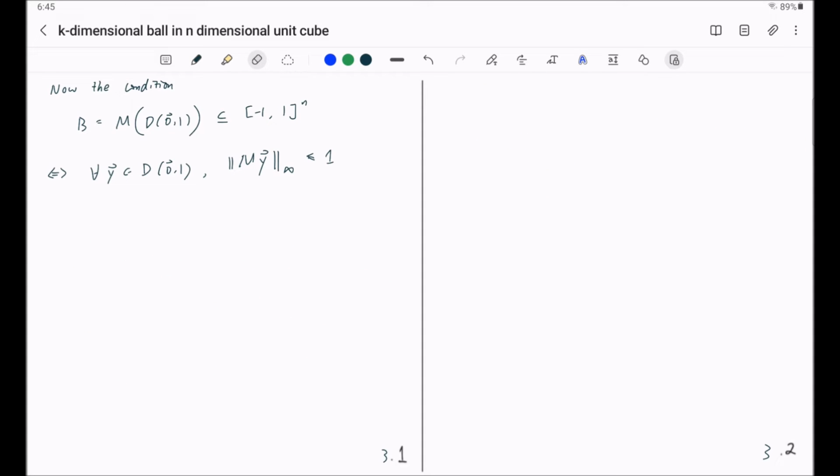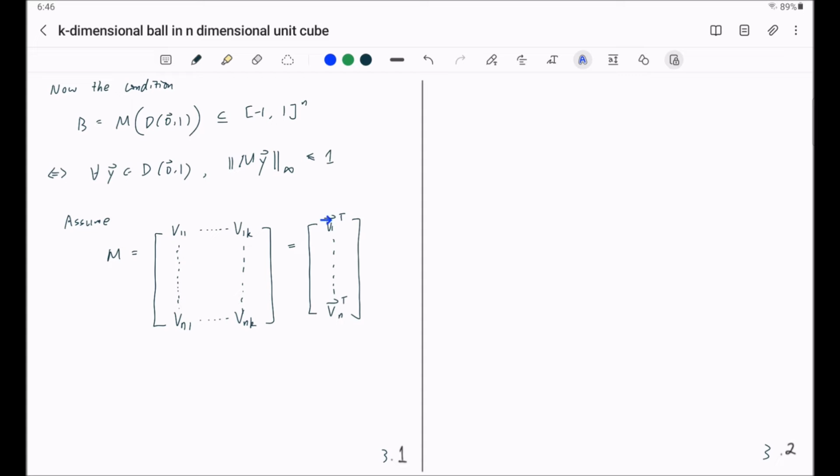Now, if you assume that the matrix M takes the following form, it is the n by k matrix. It's a tall, thin matrix in the case when k is less than n. And we can write it in the block form.